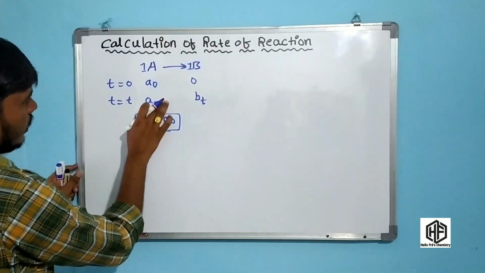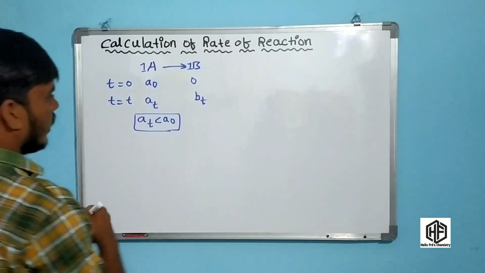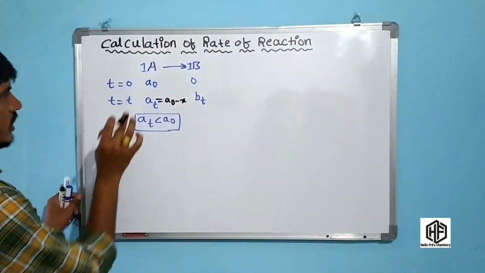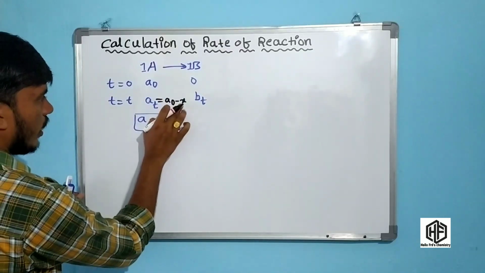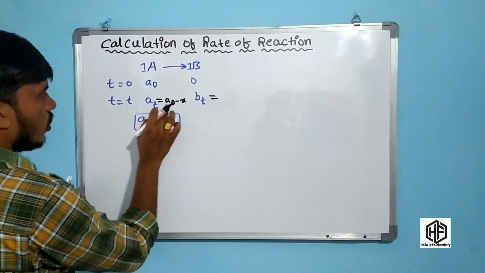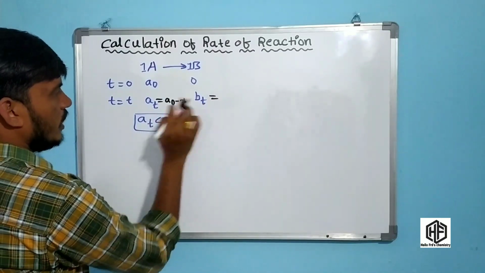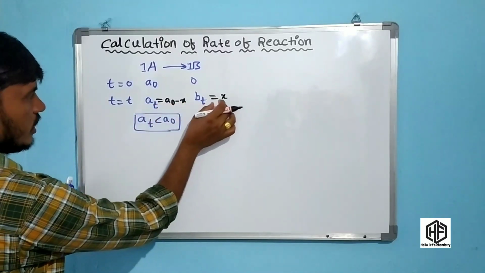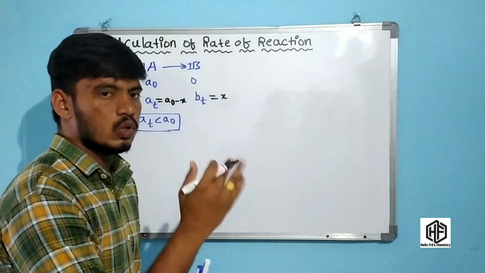At T equal to T time, At is equal to A0 minus X, where X moles are involved in the reaction at T equal to T time. Now what is Bt at T equal to T time? X moles are involved, so the product present, the Bt value, is X. So At is equal to A0 minus X and Bt is equal to X. This is the basic concept at T equal to 0 time and T equal to T time.